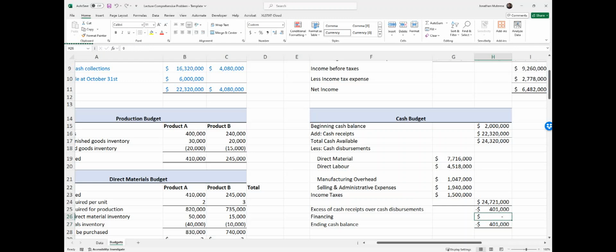Alright, so in this case it was straightforward. We didn't have to do that. There's enough cash for this company. So that's it, my friends, when it comes to the cash budget.